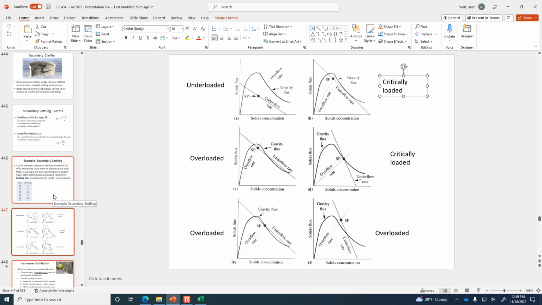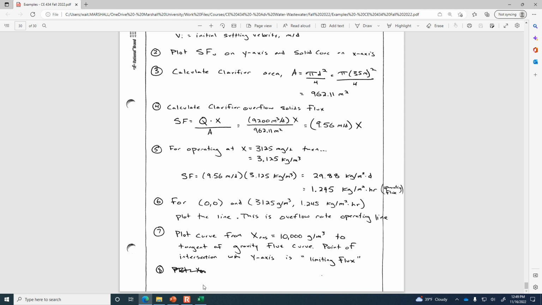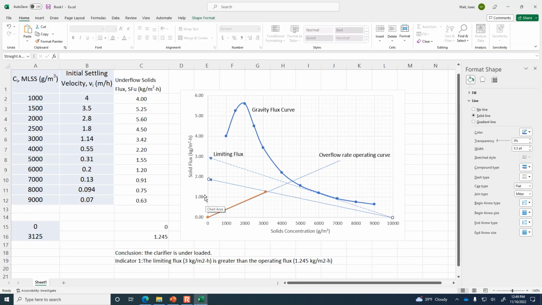So you'll get a chance to apply this same process to a situation and tell me in the homework assignment if the clarifier that I'm describing to you is overloaded, underloaded, or critically loaded. And so the process that you should go through would be this same 8-step process that I've outlined for you today, combined with a graphical and kind of a sketch process where you can draw the lines in Excel and have an idea of the solid flux it's pointing to.